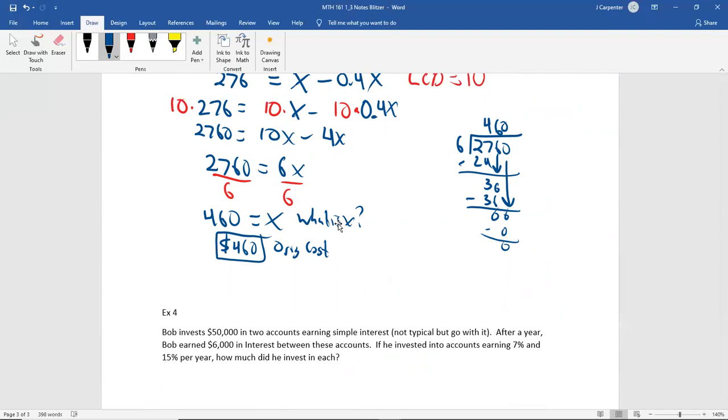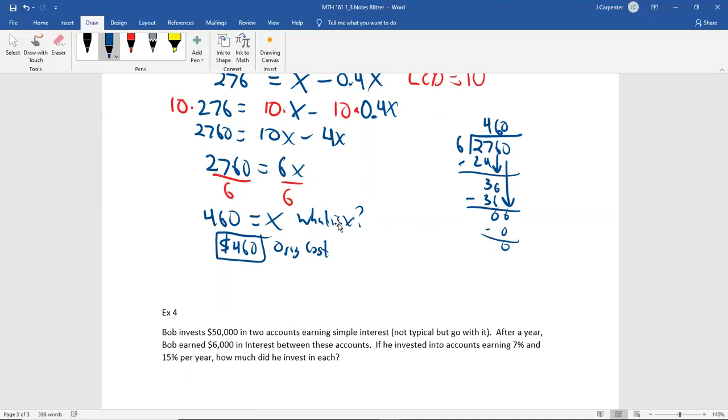All right, example 4. Bob invests 50 grand into 2 accounts earning simple interest, which is not typical, but just go with it. Sorry, I had a really quick distraction. Bob invests 50 grand into 2 different accounts earning simple interest.